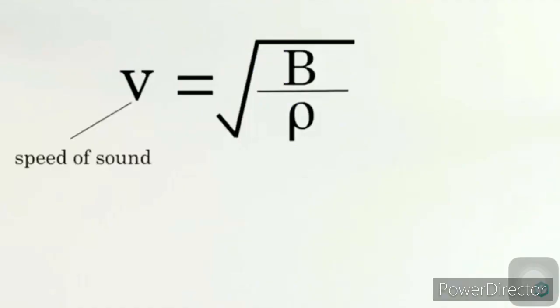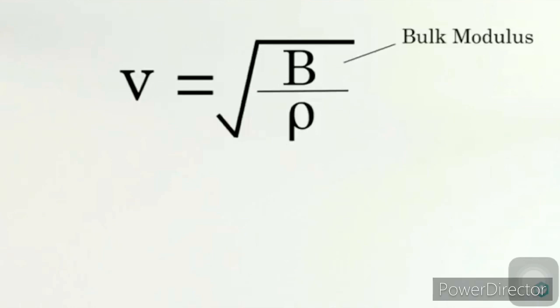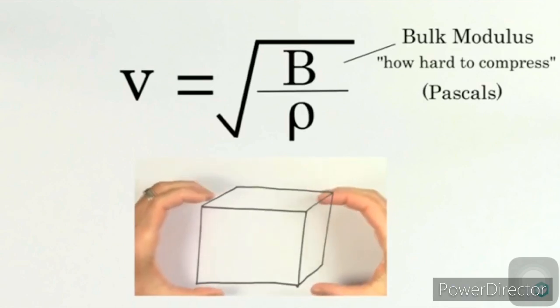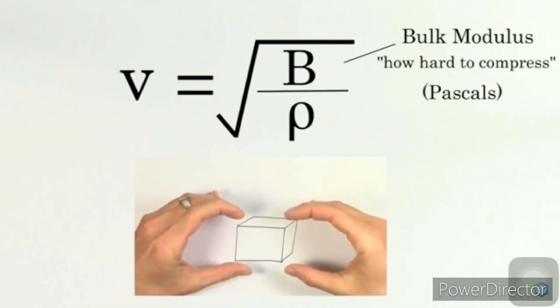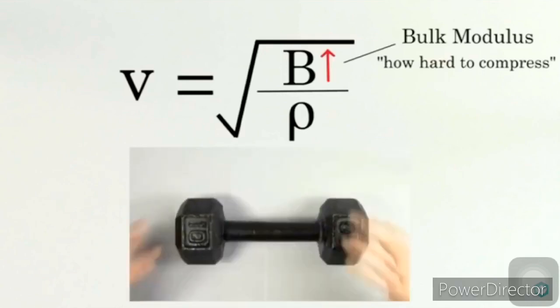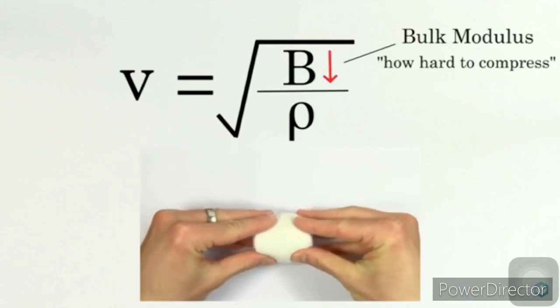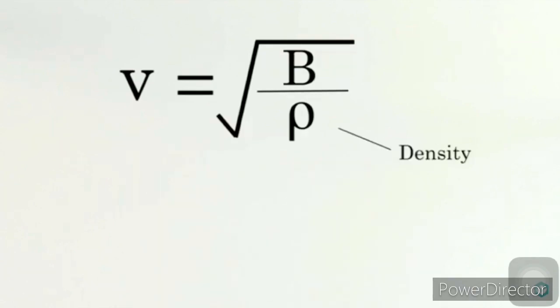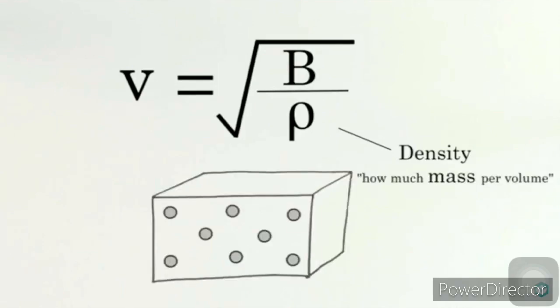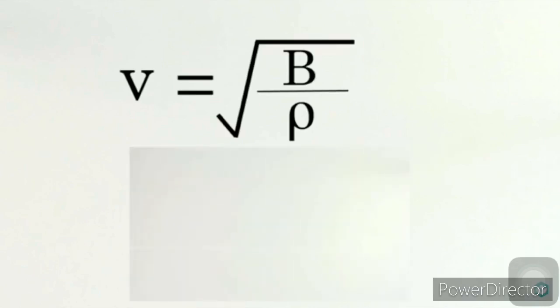V is the speed of sound. Capital B is called the bulk modulus of the material. The bulk modulus is the official way physicists measure how stiff a material is. The bulk modulus has units of pascals because it's measuring how much pressure is required to compress the material by a certain amount. Stiff, rigid materials like metal would have a large bulk modulus, and more compressible materials like marshmallows would have a smaller bulk modulus. Rho is the density of the material. Since density is the mass per volume, the density gives you an idea of how massive a certain portion of the material would be. So for example, let's consider a metal like iron.